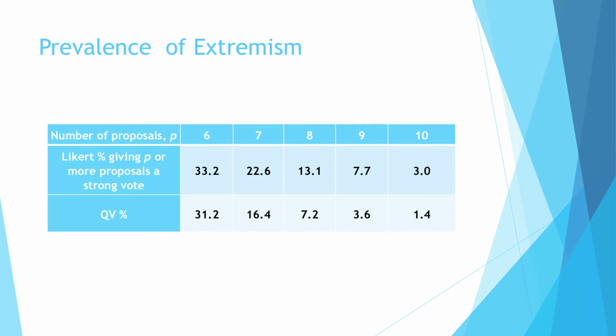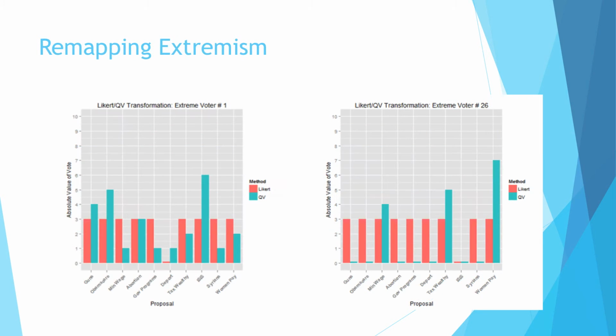But beyond just holding back extremism, it does something even more important. And that is that it remaps extremism. So let me show you some strong voters. These are extremists who gave 8 or more proposals a 3 in Likert. So in the Likert methodology, they care about everything. And you can see in Likert, these red bars, this is the absolute values of their votes rather than the directed values, just so the picture is clearer.